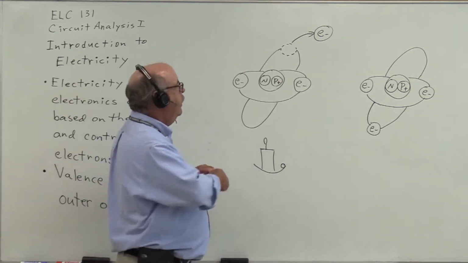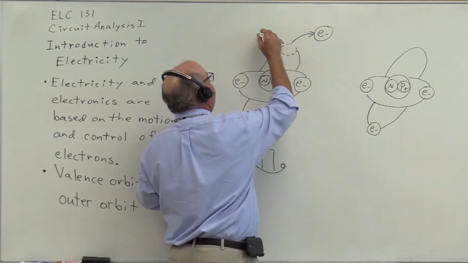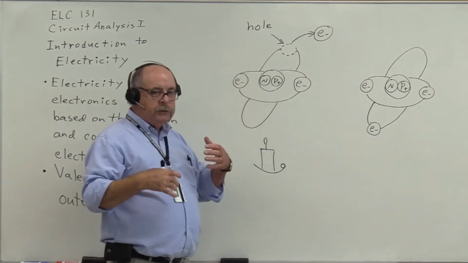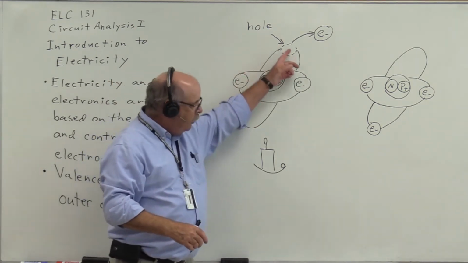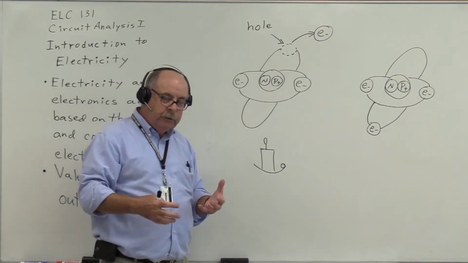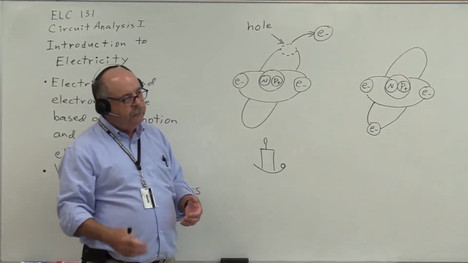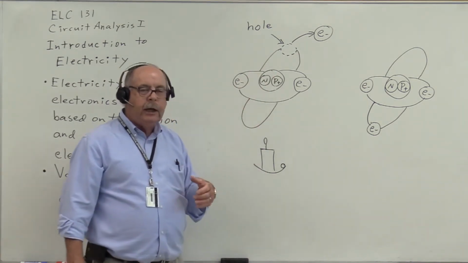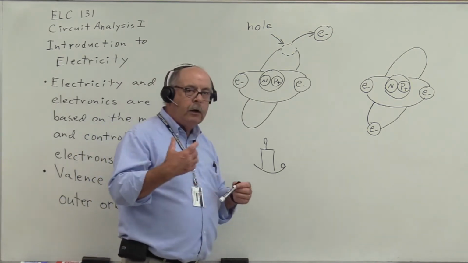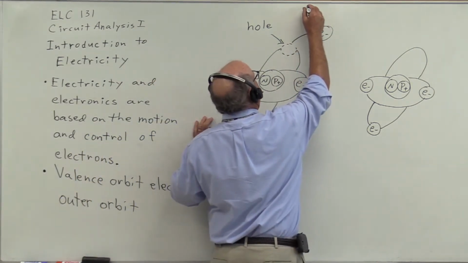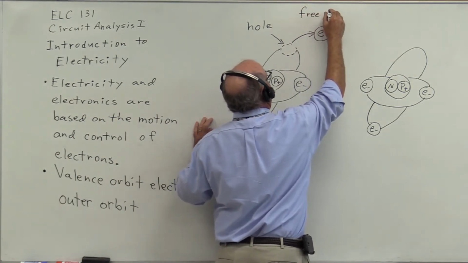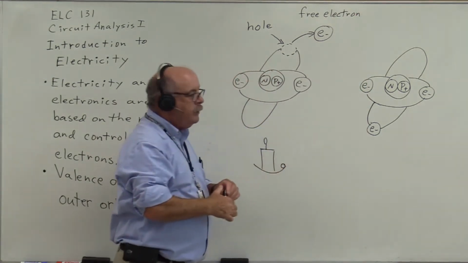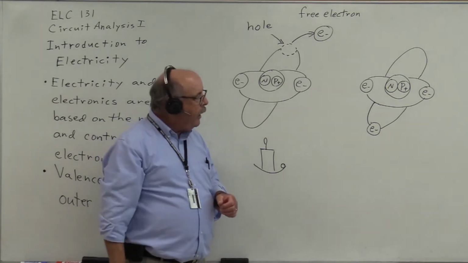Now, we'll talk about this later when we get into electronics, but when an electron leaves the orbit of an atom, it leaves behind what we call a hole. Now, this is not a hole in the sense of a hole. It's just merely a place in this orbit where there should be, everybody would be happy if there were an electron here. But the addition of energy to this atom has caused this electron to get knocked loose and become what we term a free electron, simply meaning that that electron is not in the orbit of an atom.